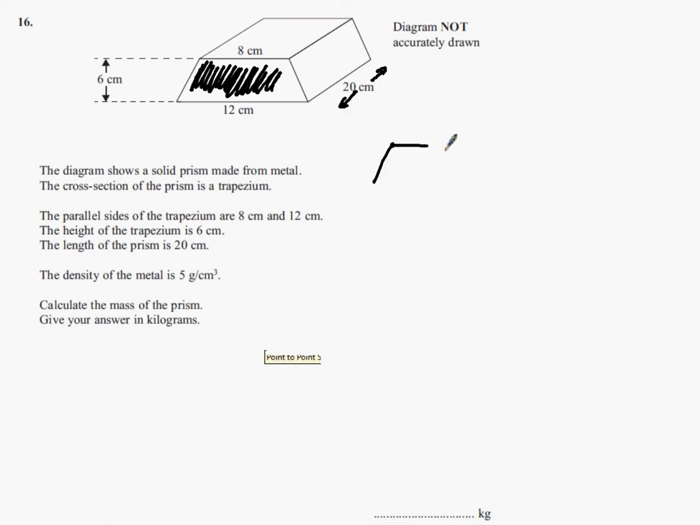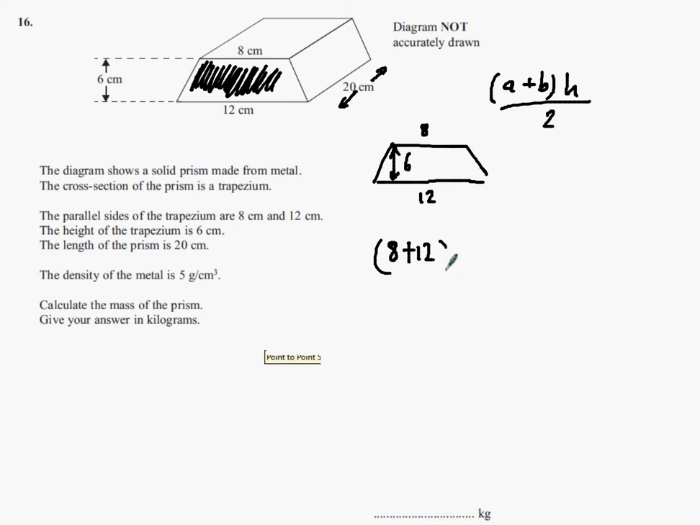So we have a trapezium at the front, and the formula for the area of a trapezium is A plus B times by the height and then all divided by 2. So A in this case is 8, B is 12, the height is 6. Okay, so we'll do 8 plus 12 times by 6 divided by 2, which is 20 times 6 divided by 2, which turns out to be 60 square centimeters. Okay, so that's the area.